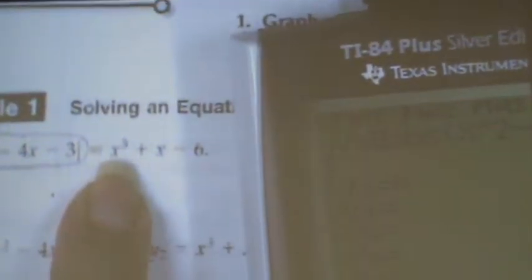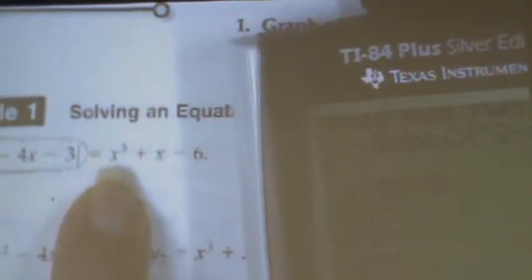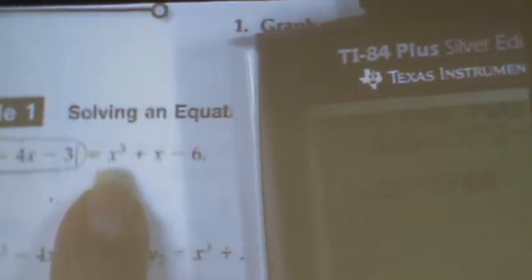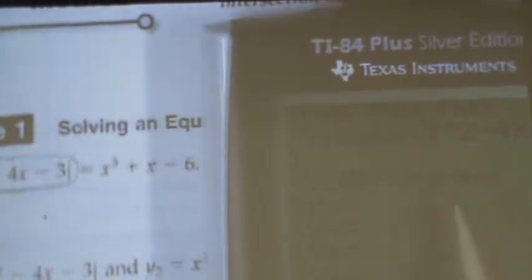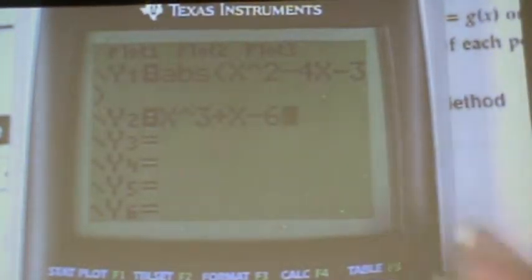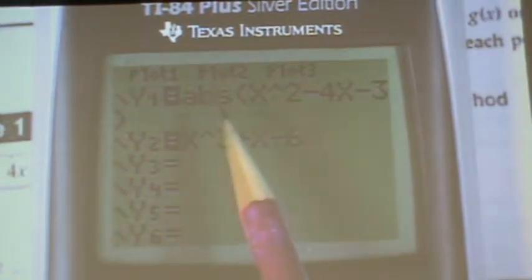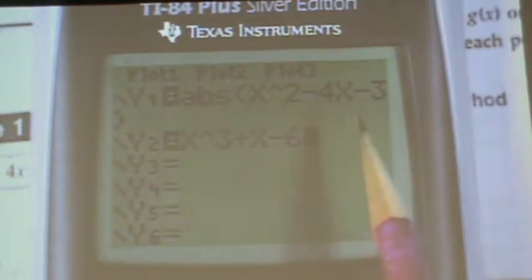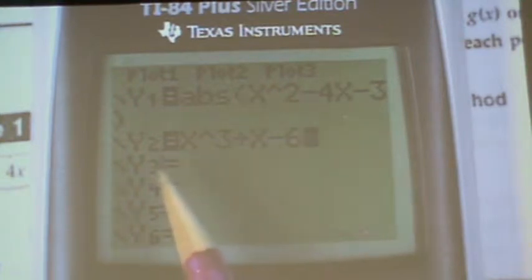Then you're going to arrow down to y2. y2 is going to be equal to the right side, x cubed, x raised to the third power, plus x and then minus 6. Okay, so what you're doing is making equation 1 the left side, equation 2 the right side, and now when I hit graph, which is this button right here, the first picture you see will be the picture of y1, and then along will come y2.